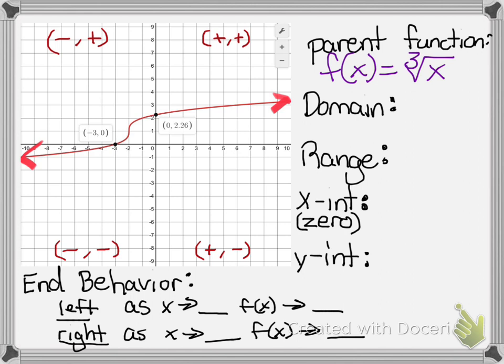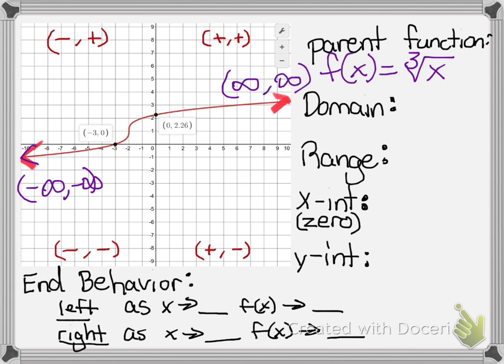Now, to find the domain and the range, what we need to look at are the arrows on both ends and pay attention to which quadrant the arrows are in. Looking over here on the left side, this arrow right here is in the third quadrant. So the way I'm going to label this arrow is negative infinity, comma negative infinity. And the arrow on the right side is in the first quadrant. So the way I'm going to label that arrow is positive infinity, comma positive infinity.